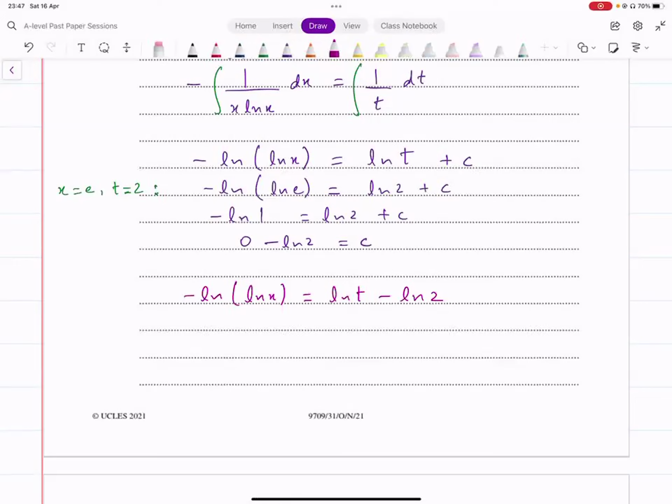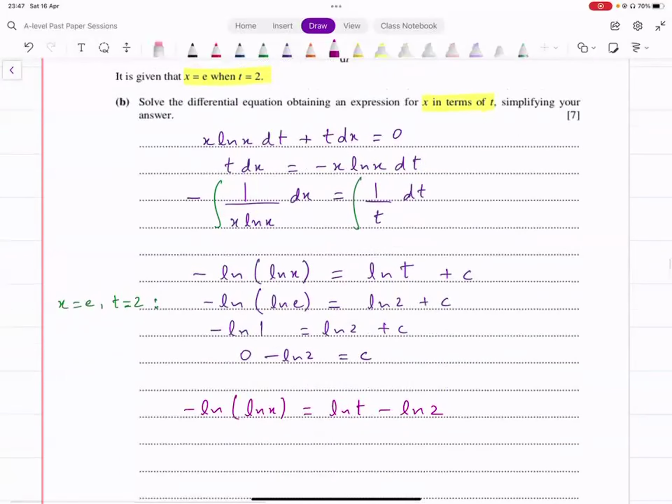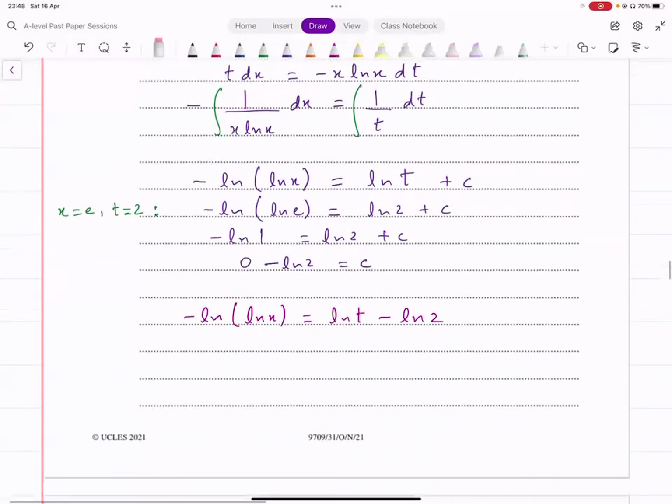अगर उसने सिर्फ solve करने के लिए कहा होता, this would have been your final result, but you need a specific form in your final answer, and that is x in terms of t. x को आपने subject बनाना है और फिर आपको simplify भी करना है अपने आंसर को। So how do you make x the subject now? आपने logs को remove करना है किसी तरह, ठीक है?